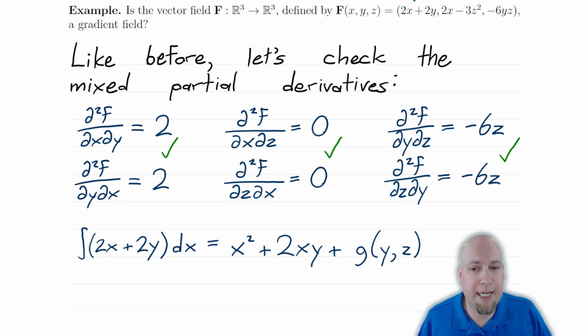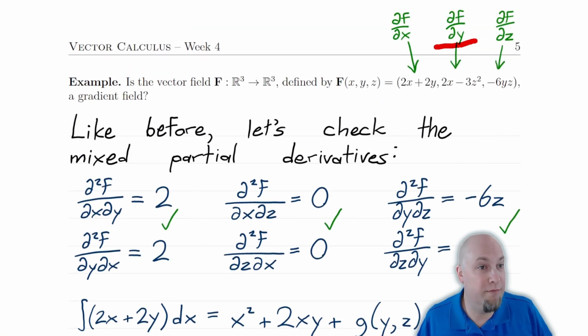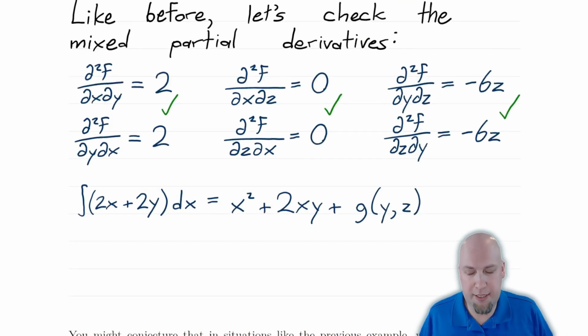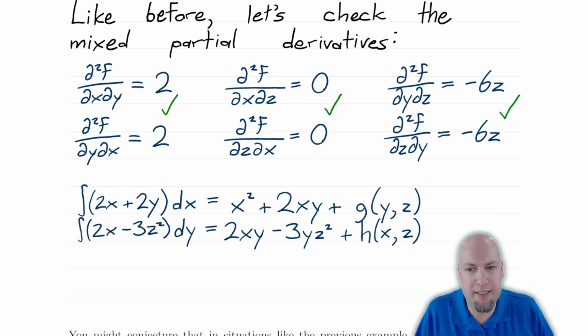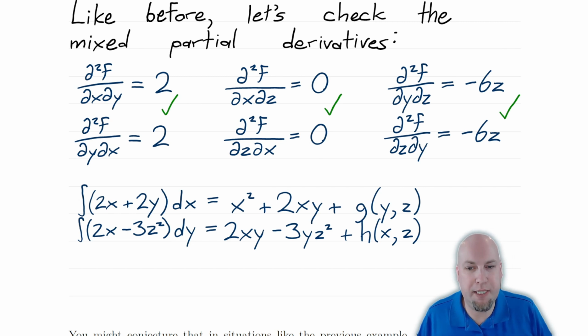But this is what I get when I work with the first entry. There's no reason I have to work just with the first entry. Let's work with the second entry as well. Remember, that's the y partial derivative of my potential function. So how about I just integrate that with respect to y? This is just the second entry in my vector field. If I integrate that with respect to y, 2x, that's a constant, becomes 2xy.